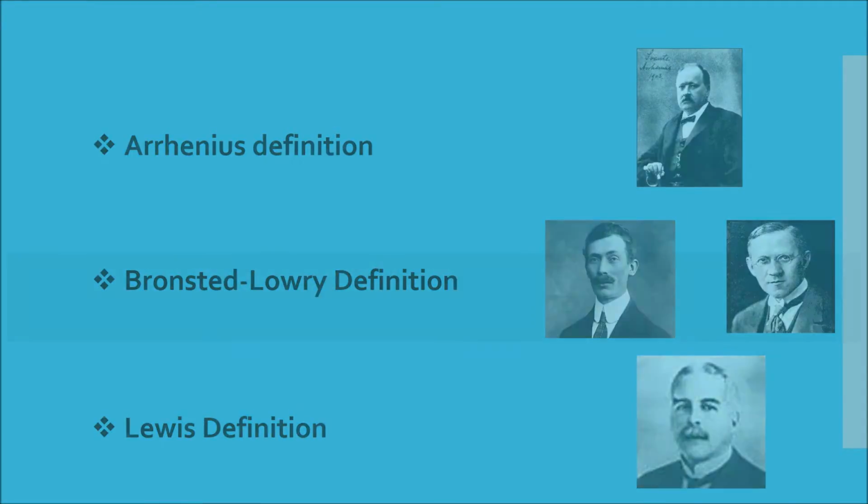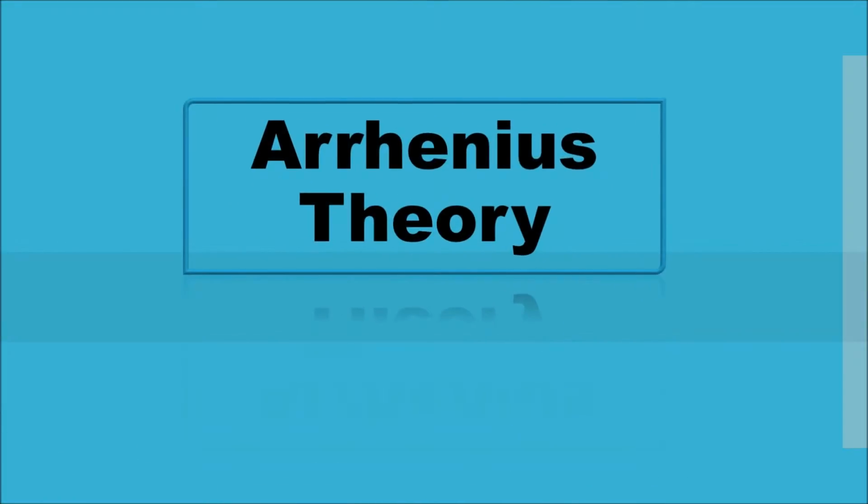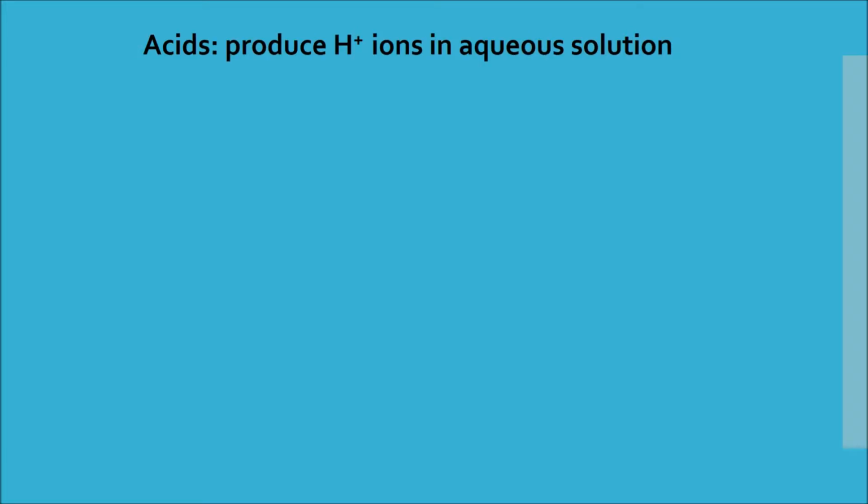Now, starting with the first theory, the Arrhenius theory of what acid is, or the Arrhenius definition of an acid. Arrhenius defined an acid as basically that they produce H plus ions when they are in aqueous solutions.